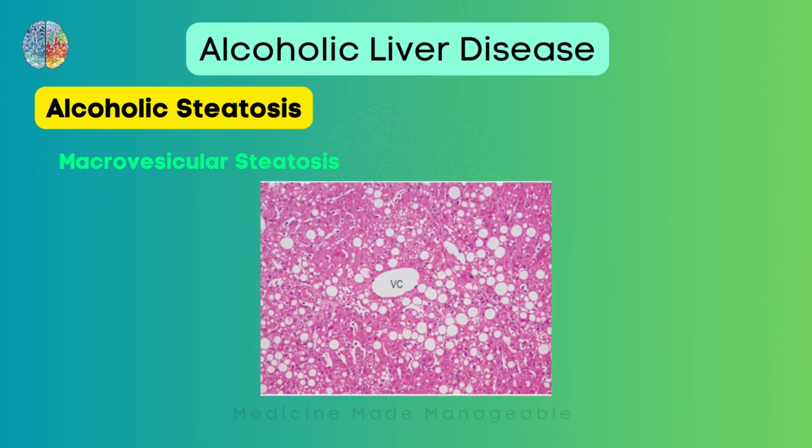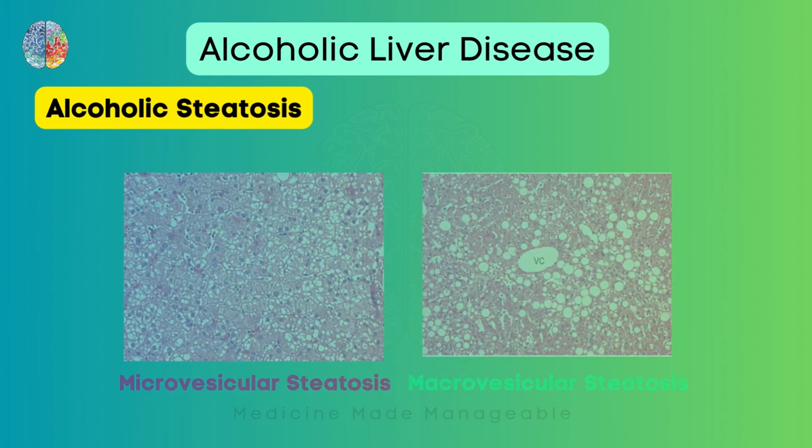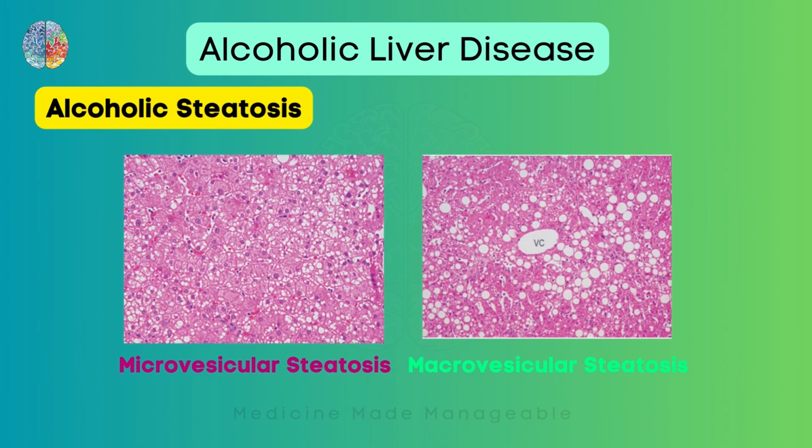This is a picture of the hepatic tissue. Here also you can see that there are white circles, but they are much bigger. These white circles are also the lipid droplets. Comparing the micro and macrovesicular steatosis, you can appreciate that the fat droplets in the macrovesicular steatosis are much bigger than those in the microvesicular steatosis.